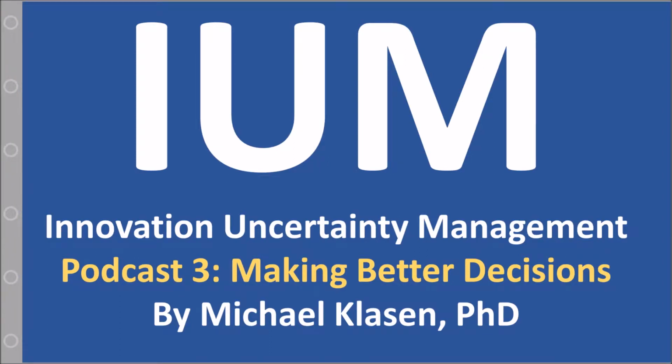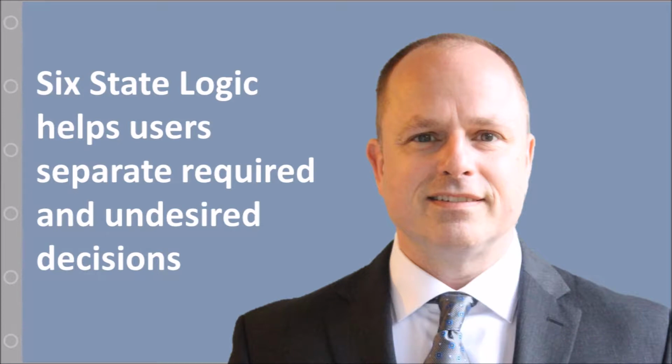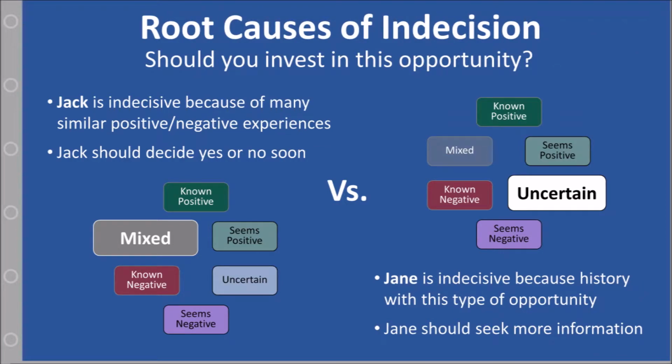Innovation, uncertainty, management. Podcast 3, Making Better Decisions. Podcasts number 1 and 2 described how Sixstate logic is a superior and universally applicable system for answering positive and negative format questions. This podcast describes how Sixstate logic improves decision effectiveness by helping users identify required decisions and avoid unjustified decisions. Let's start by thinking about the root causes of indecision.